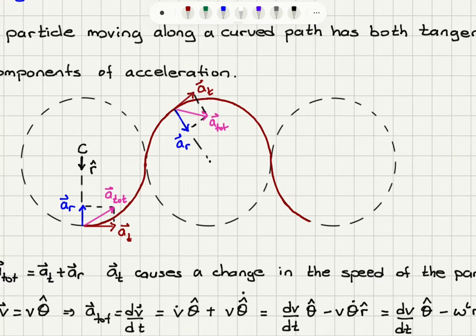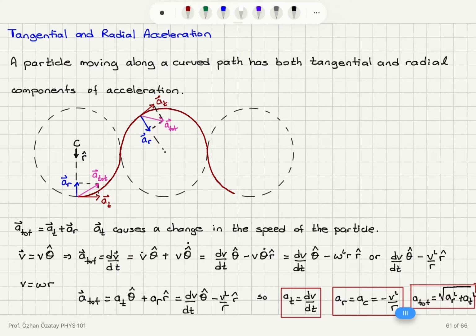And why do we need to have a tangential acceleration? Because as opposed to uniform circular motion, in this case the speed of the particle is changing, and we need an acceleration that is going to account for this. So for this purpose, we need to have a tangential component. Now, the total acceleration is the tangential part plus the radial part. And as I said, the tangential part is responsible for a change in the speed of the particle.